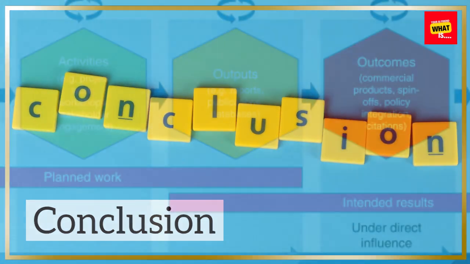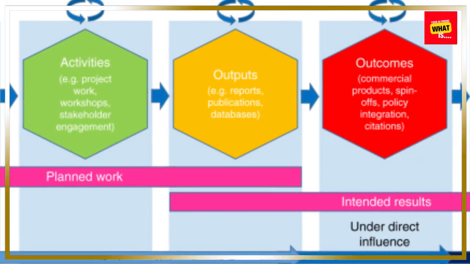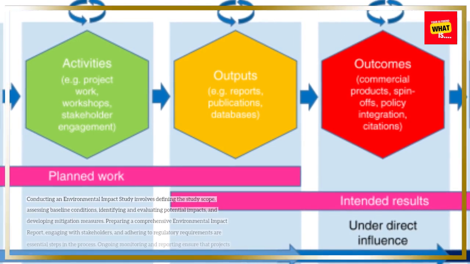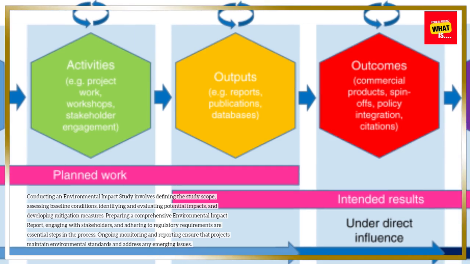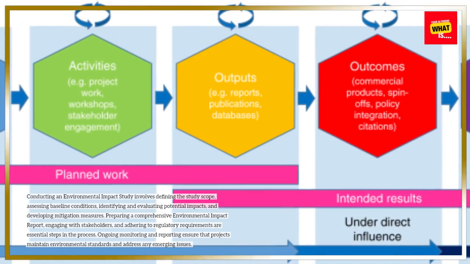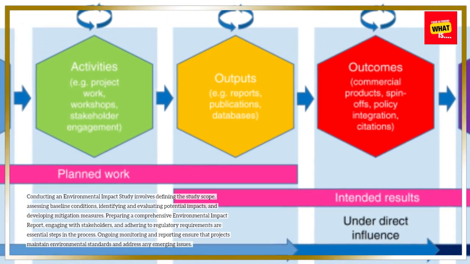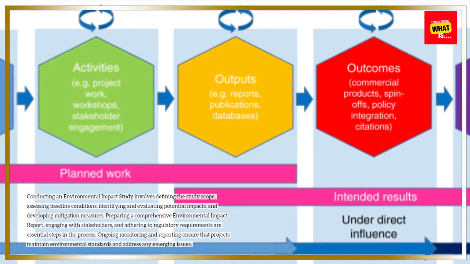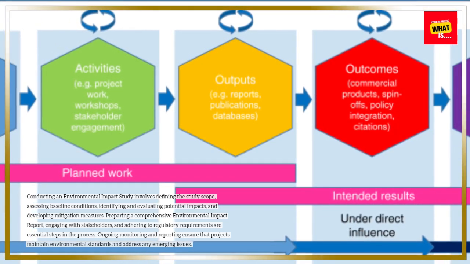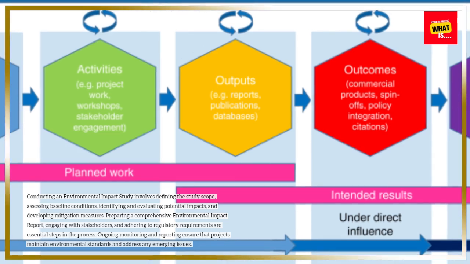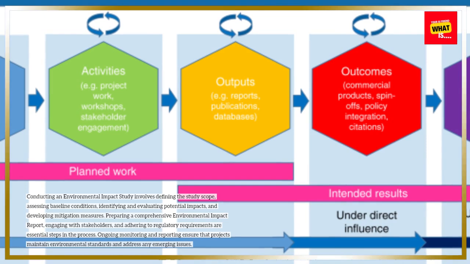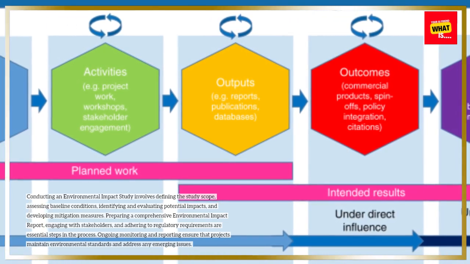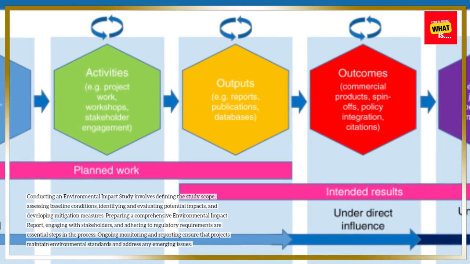Conclusion. Conducting an environmental impact study involves defining the study scope, assessing baseline conditions, identifying and evaluating potential impacts, and developing mitigation measures. Preparing a comprehensive environmental impact report, engaging with stakeholders, and adhering to regulatory requirements are essential steps in the process. Ongoing monitoring and reporting ensure that projects maintain environmental standards and address any emerging issues.